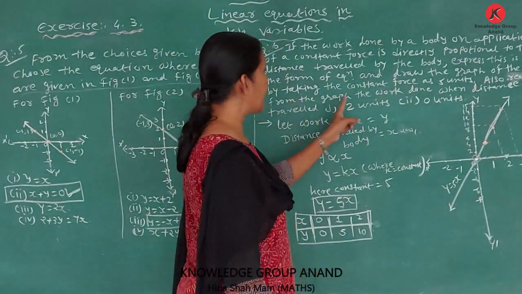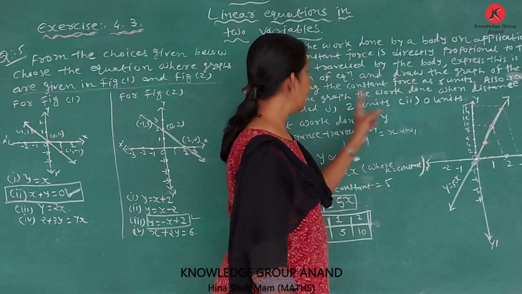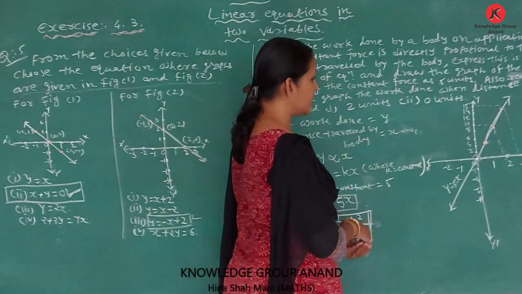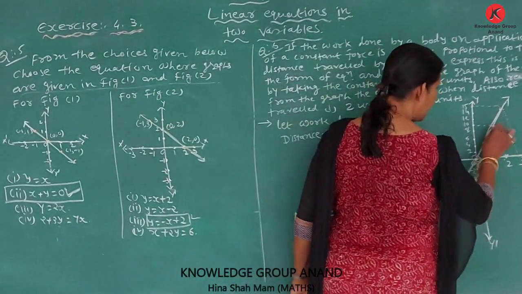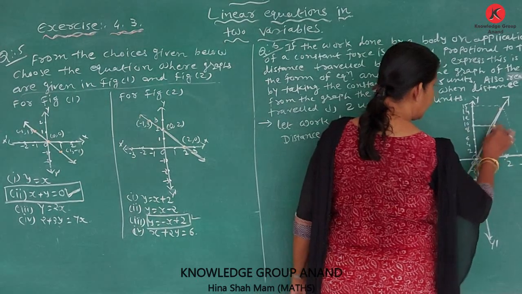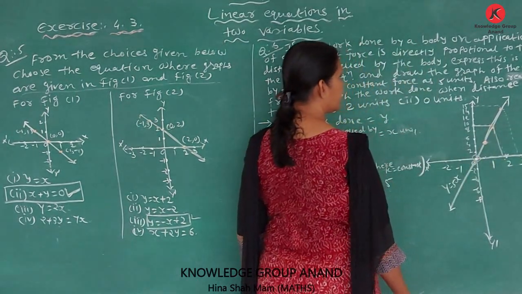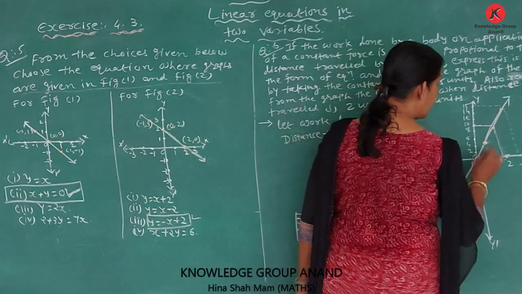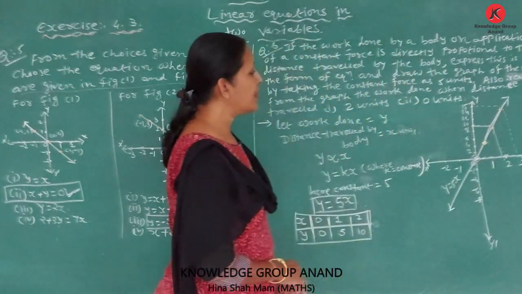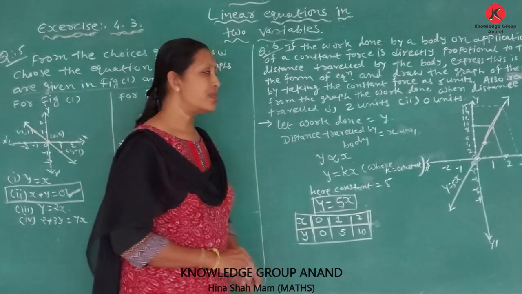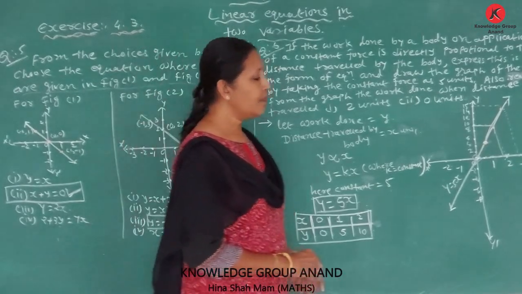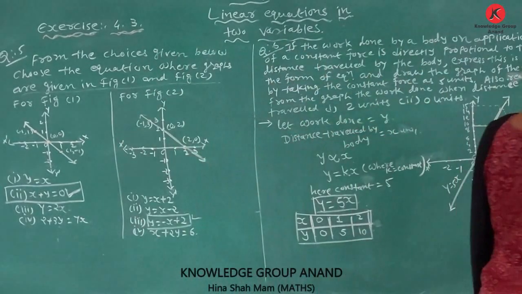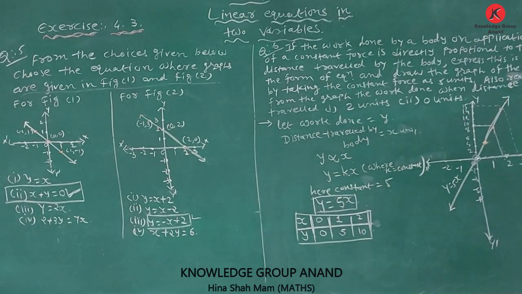Also read from the graph the work done when the distance travelled is 2 units. When the distance travelled is 2 units, the work done is 10. And when it is 0 units, the distance is 0, then the work done is also 0. Okay? Now questions 5 and 6 are completed.